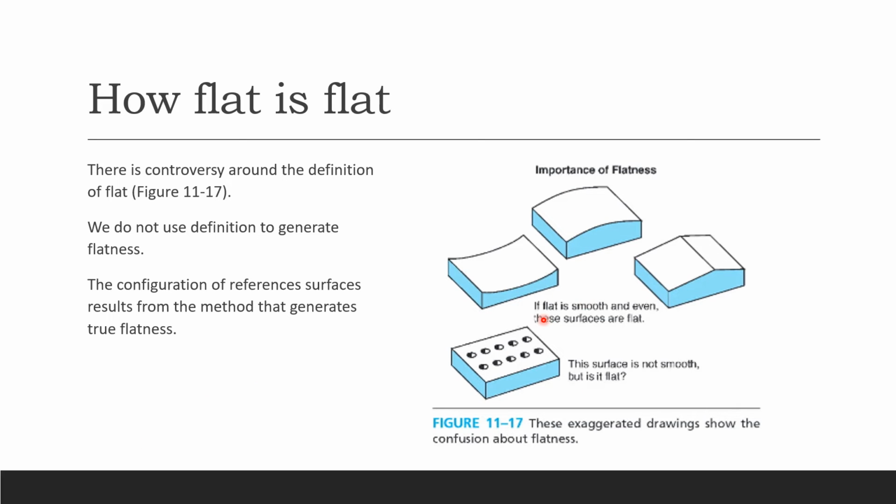Here you can see, if flat is smooth and even, these surfaces are flat. And this surface is not smooth. So you consider, is it still flat? Because you have the dented areas right there. But it looks pretty flat to you, except this part. But don't confuse it with flatness. Even though you have a little bit of curvature right there, that can be a good surface flatness. Yeah, this one too.